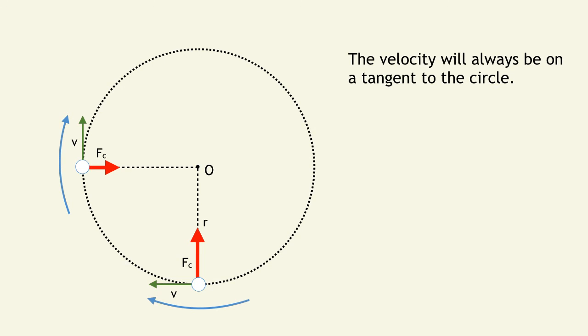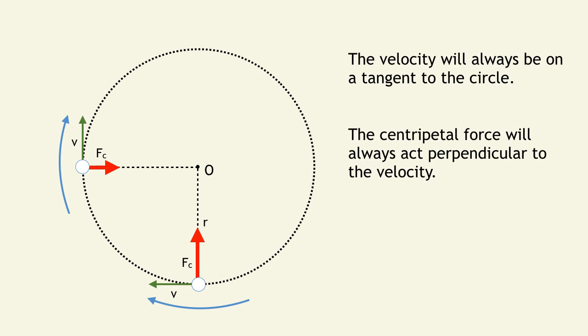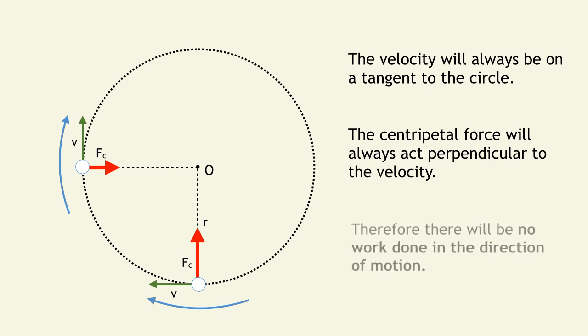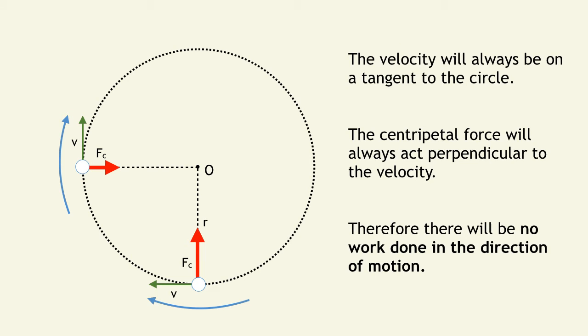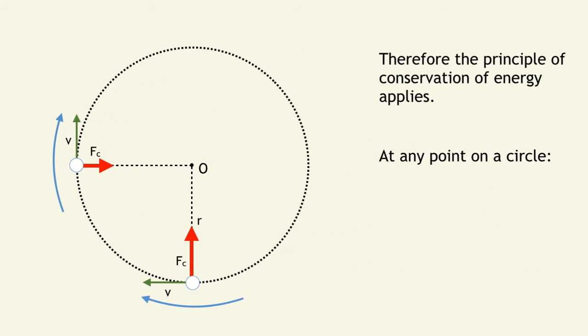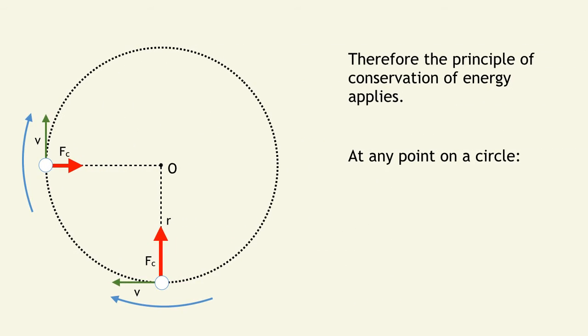The velocity of an object as it moves in vertical circular motion, just as in horizontal circular motion, will always be tangent to the path of the circle in which it moves. And the centripetal force will always act perpendicularly to the direction of the velocity. Same for horizontal circular motion. And since the resultant force acts in the perpendicular direction to the direction of motion, there will be no work done in the direction of the motion. So therefore, the principle of conservation of energy applies.